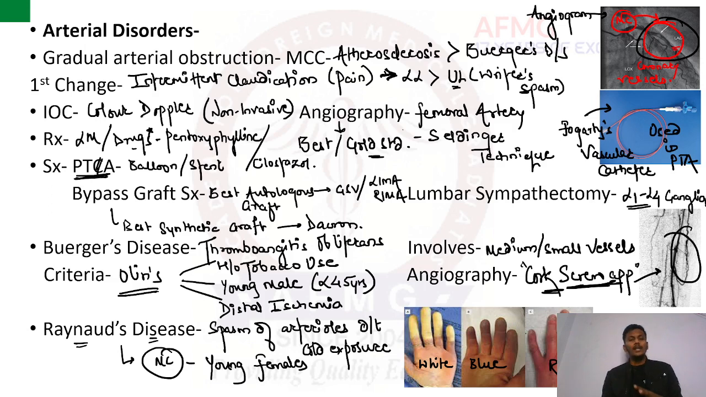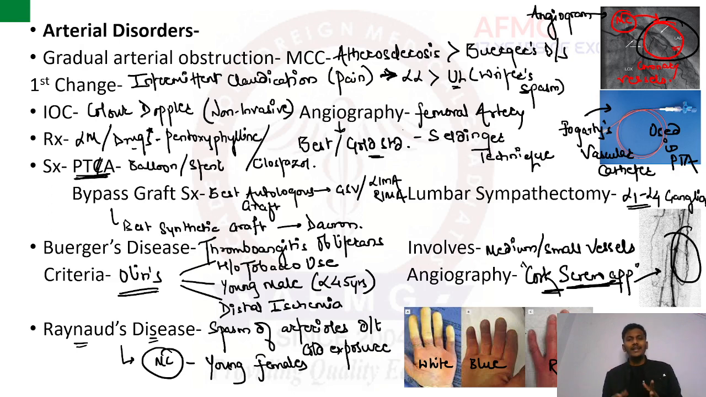Now when a patient presents to you with gradual arterial obstruction, the first complaint will be intermittent claudication. What do we mean by intermittent claudication? The patient will complain of pain as soon as he starts walking. On walking a certain distance, the patient will complain of pain, and the distance that he walks is known as the claudication distance. I hope this is fine. So the first change we'll see in gradual arterial obstruction would be intermittent claudication, that is pain on walking.